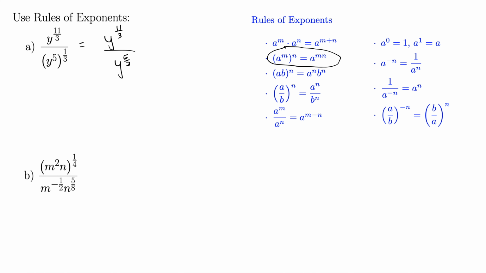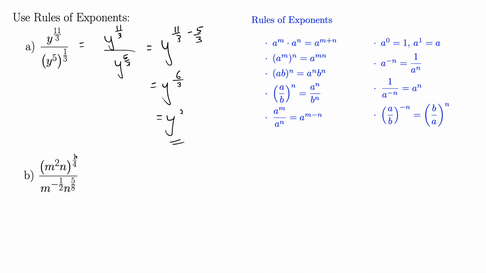All right. Next I will use this rule right here that tells us when we have an exponent on the top and an exponent on the bottom, we subtract them. So here we have y to the 11/3 minus 5/3, which gives y to the 6/3, or y squared. There we go. Let's try the second one.